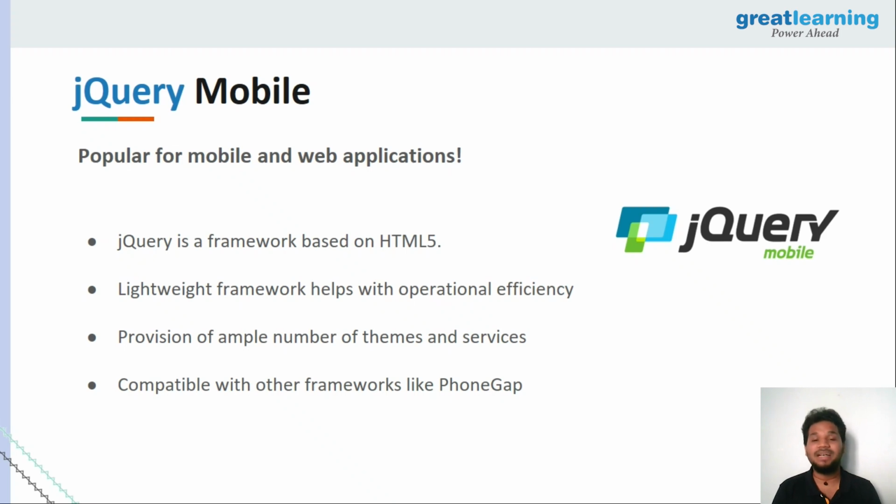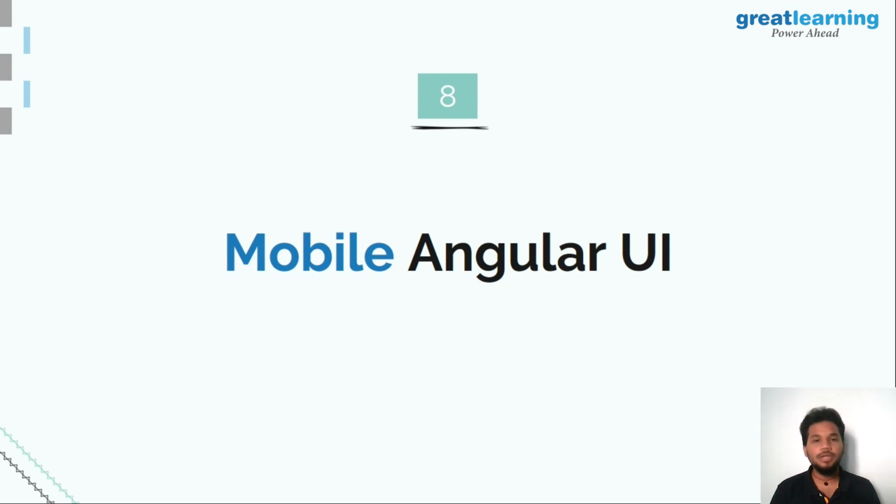It is compatible with other frameworks like Adobe PhoneGap that we just discussed at the number 10 spot, right? So jQuery Mobile, all in all, is an amazing framework and it definitely deserves a spot on this list. Now, coming on to number 8. At the 8th spot, we have Mobile Angular UI.